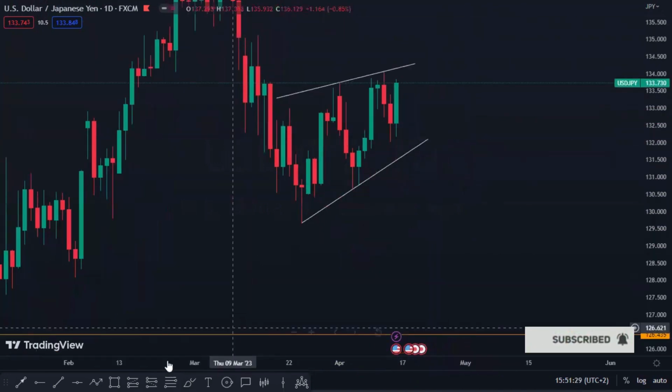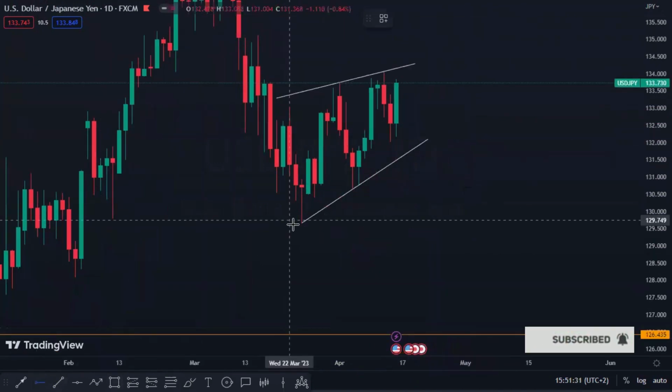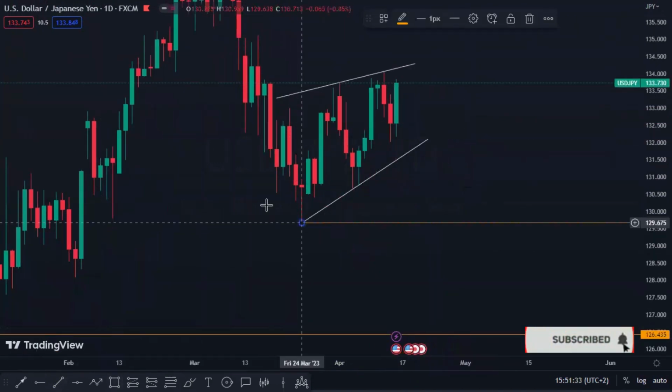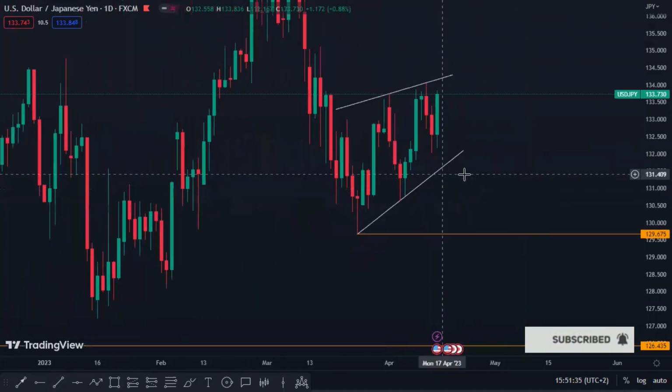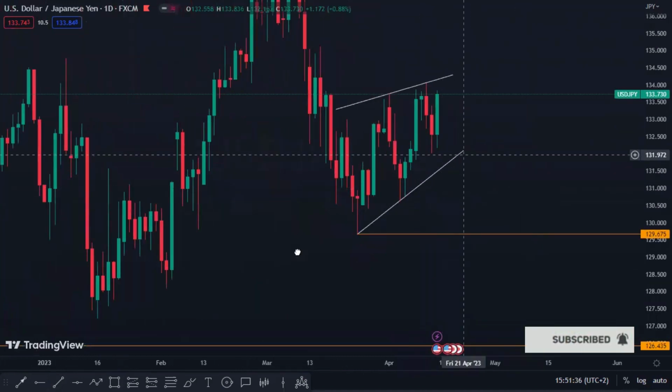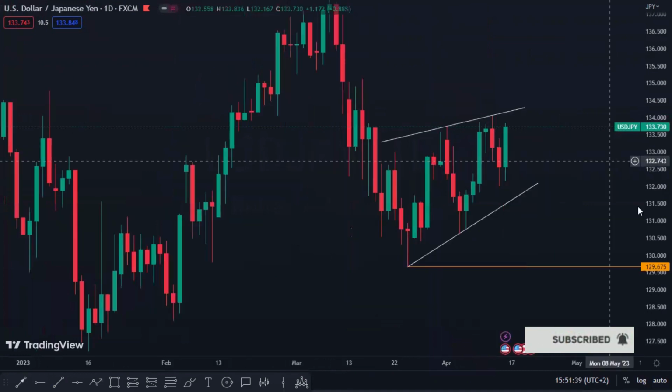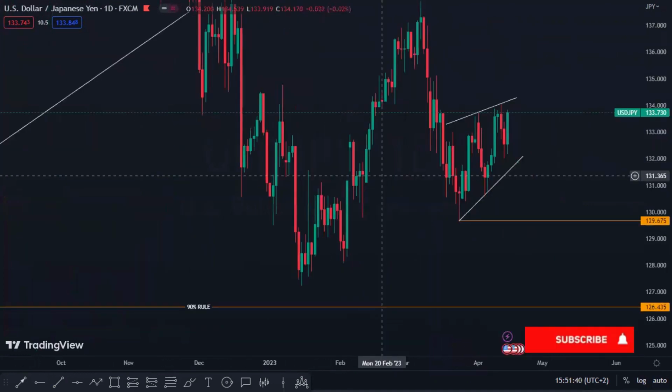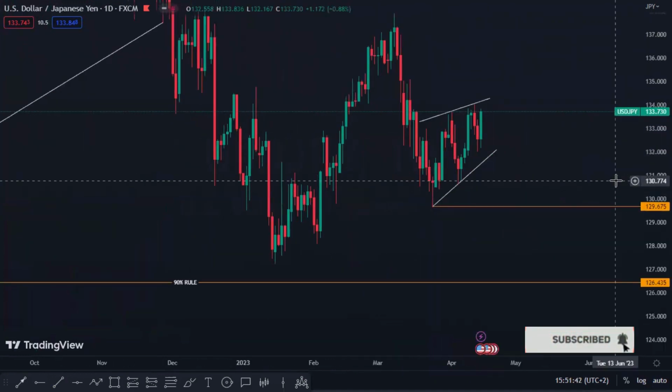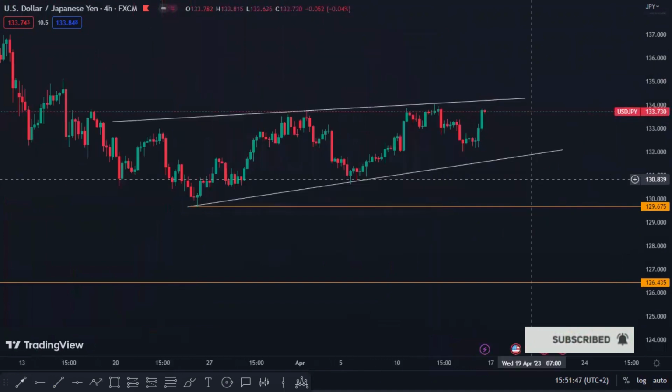Can't find any entries. Let me just mark this here so I can have an understanding of what price has to do once it breaks here. So yes, guys, this is what I'm seeing with my phases on USDJPY. So I'm gonna further drop to the 4 hour time frame just to identify my patterns, right?